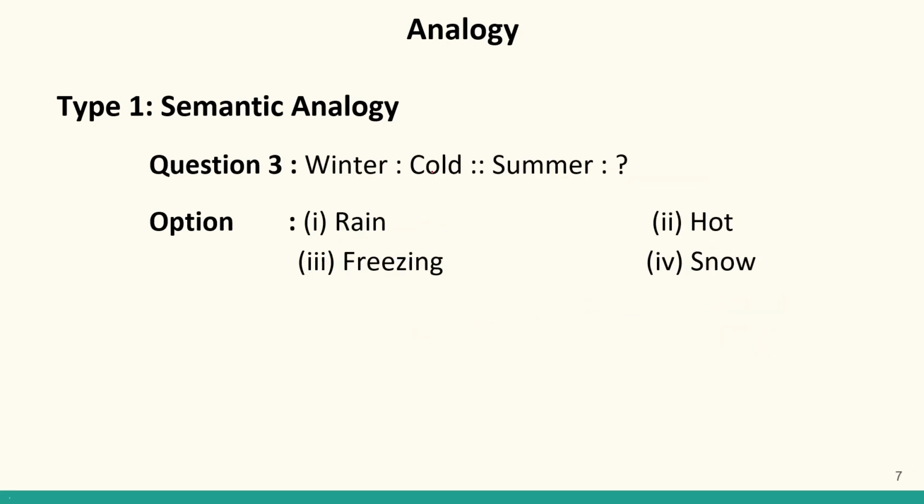Now, winter is to cold and summer is to hot. I can see very clearly that in winter the weather is cold, right? Similarly, in summer the weather is hot. So the relationship is what type of weather there is in winter and summer. So our answer will be option number 2, hot.